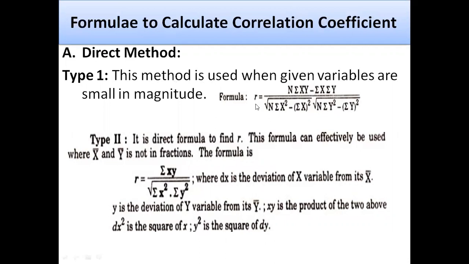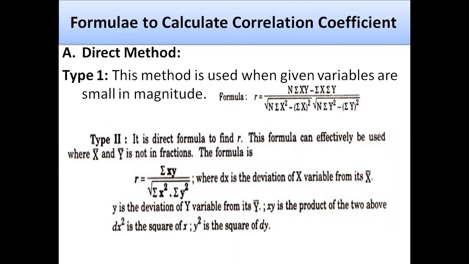As you can see here, the formula is r equals, small r, because we denote the correlation coefficient by small r. So r equals n, where n is the number of items, or the number of grouped data, because we have x and y variables. How many groups are there? Suppose 10 data, or 12 data. That will be n, the number of items.